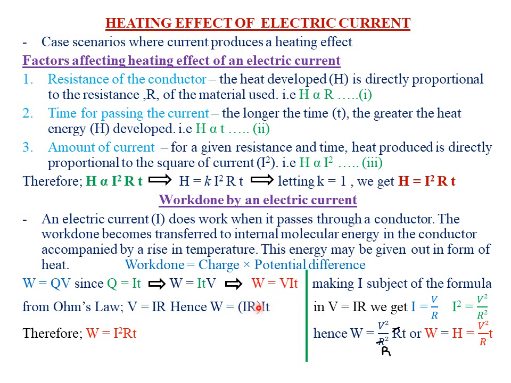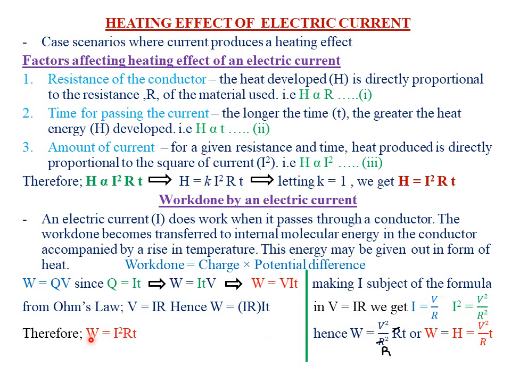Then of course, current times current, or I times I, simply gives I squared. Then I still have R and T. So the work done can also be given by I squared RT. Then we can also express this in terms of V, R, and the time alone. That is, we just want to substitute the value of current. Again, from Ohm's law, if we make I the subject of the formula, V is equal to IR, so the current I will be equal to V over R. So where I have I, I want to substitute V over R.